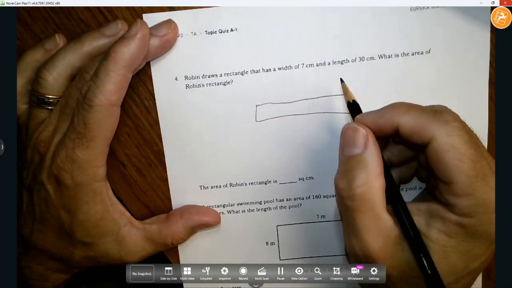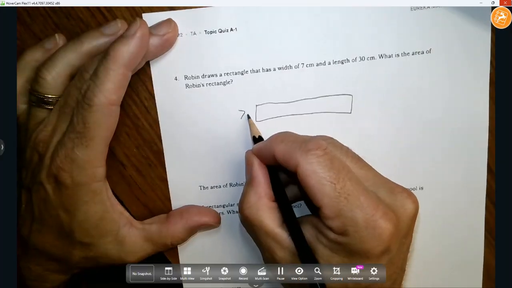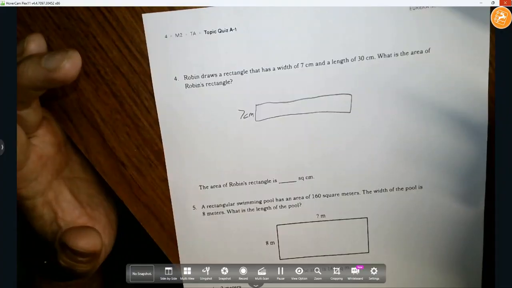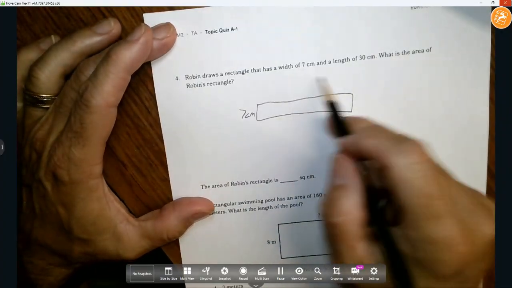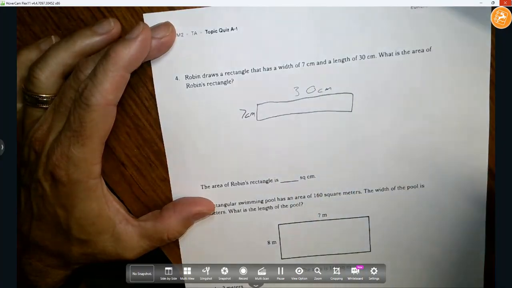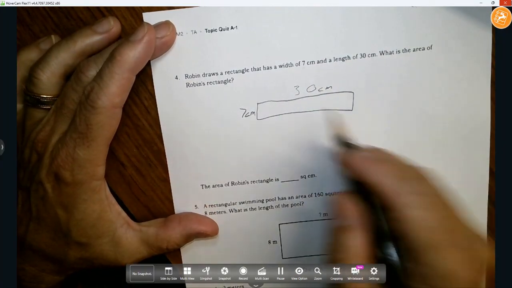All right. It has a width of 7. Remember, width is up and down on this. Really, it would be going deep, but we can't see deep in the 2D drawing. So we're going this way. And length is across the top. So length is across the top is that. All right. That's our problem we have to solve.